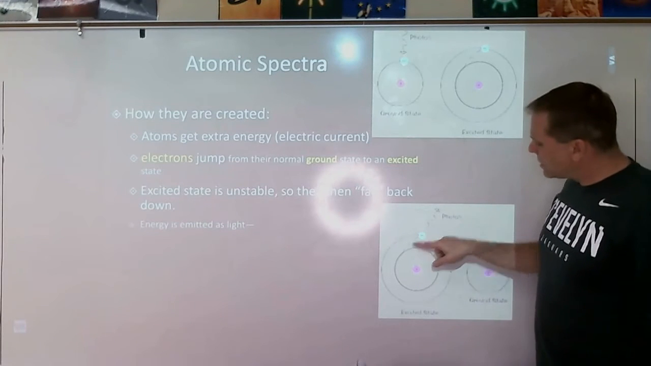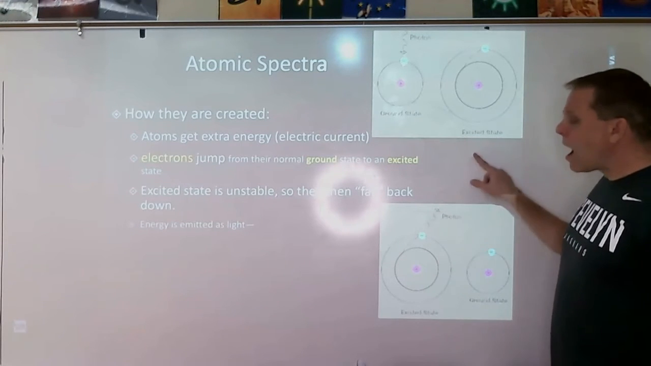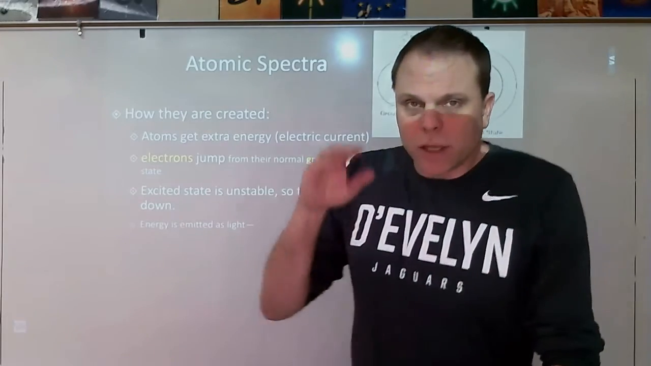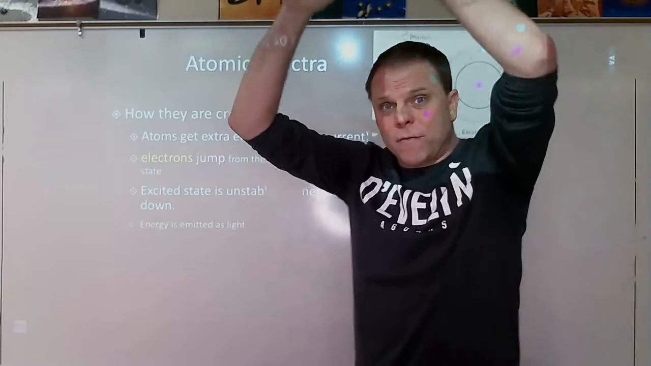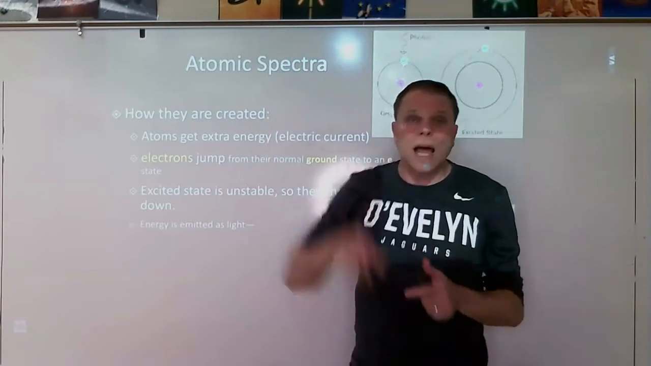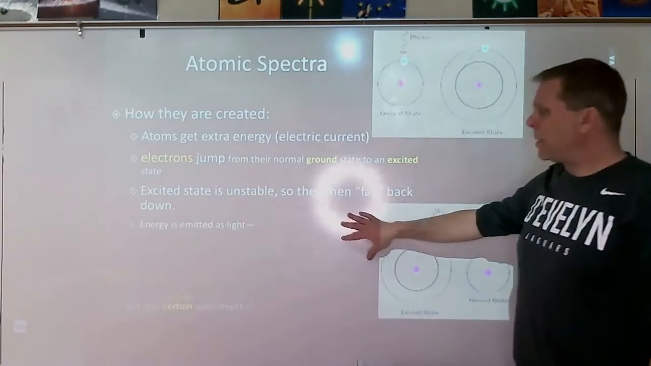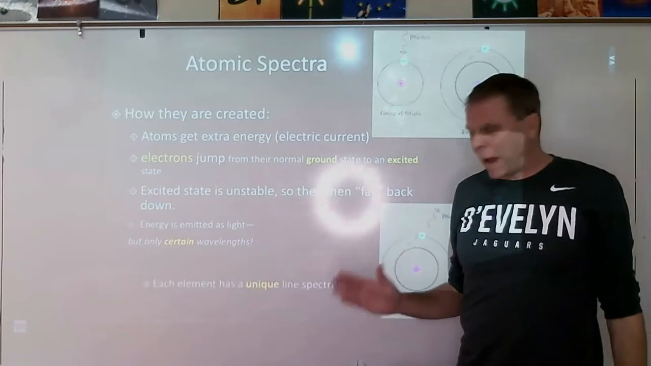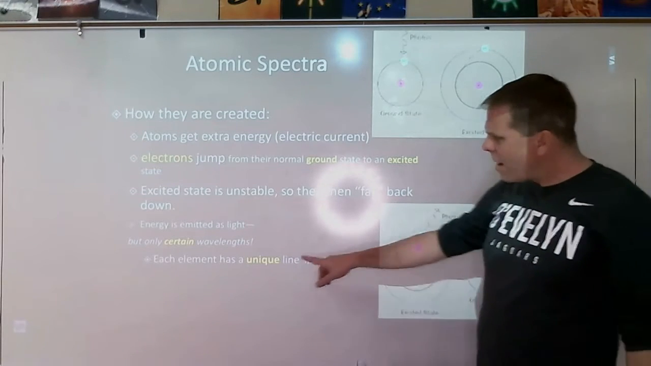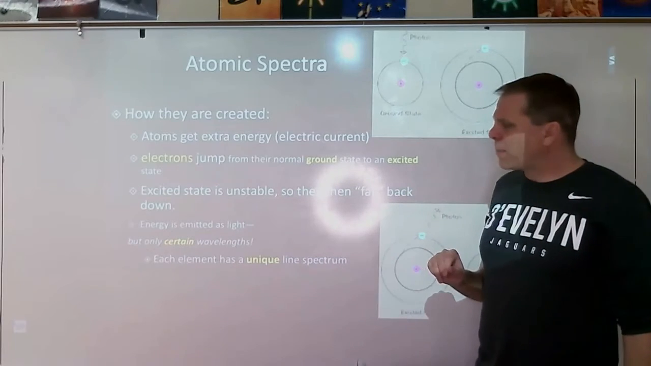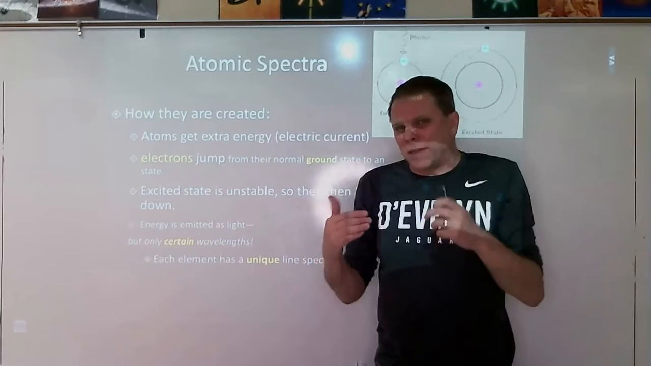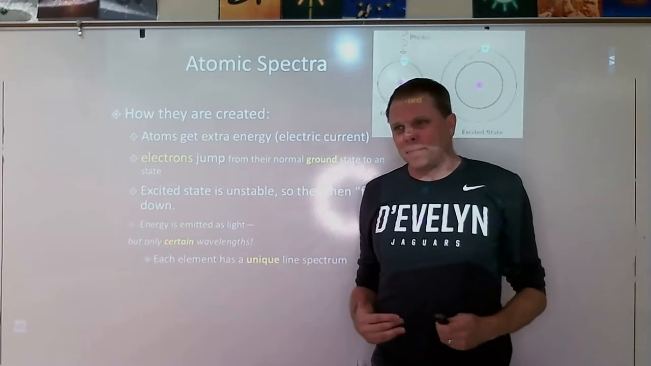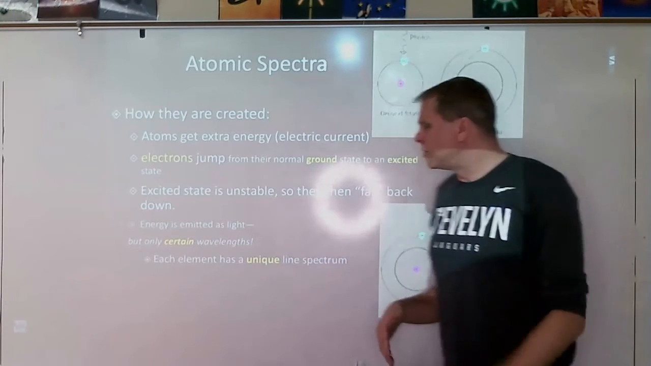When it falls back down, here's the picture. When it falls back down, then it gives off a photon of light. So the electron gets excited when light hits it, jumps up higher, and then when it falls back down, light shoots off. And that's what's happening. And that's how we get these different spectra of light. Every element has a unique line spectrum, and the different spectrum that they have is all about the different electrons and the different energy levels that they're dropping.